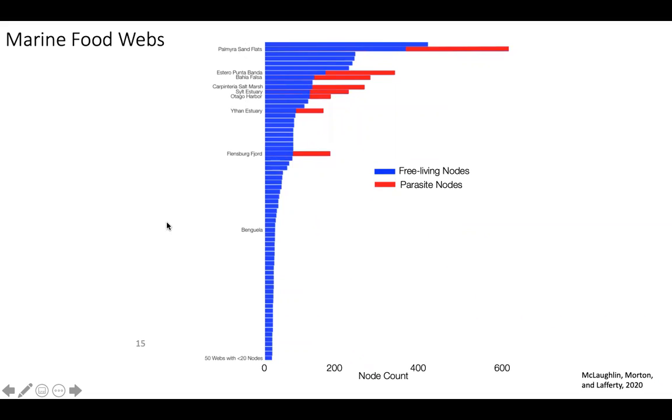Other people have realized parasites are important in food webs, and where researchers have looked for parasites in food webs, they found that they actually make up quite a large proportion of the species in the food web. So this graph is showing marine food webs. The blue bars are showing the number of free living nodes, and I'll describe what a node is specifically in a moment, but basically, usually it refers to a species in the food web. So this is the number of free living nodes. And then you can see that where we've included parasites is these red bars. They make up a large proportion of the total number of nodes in the food web.